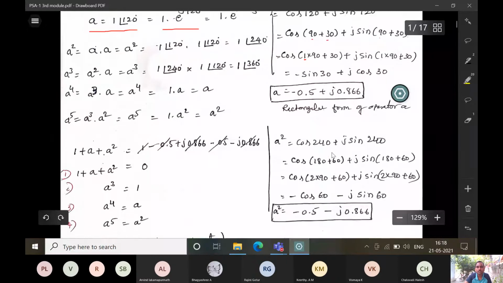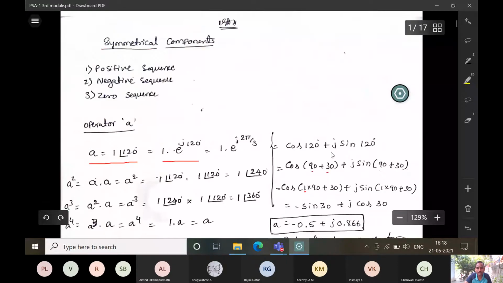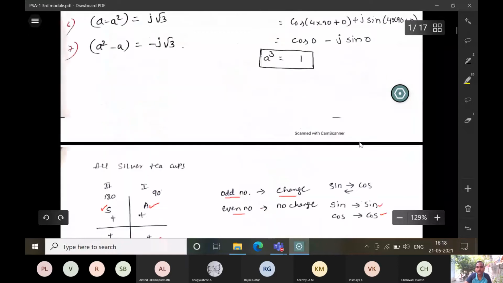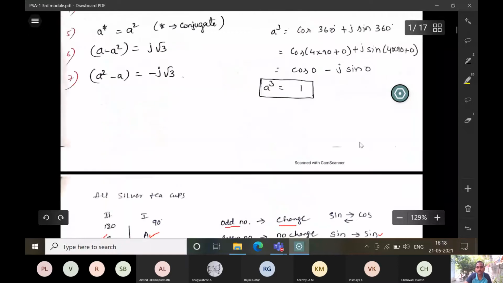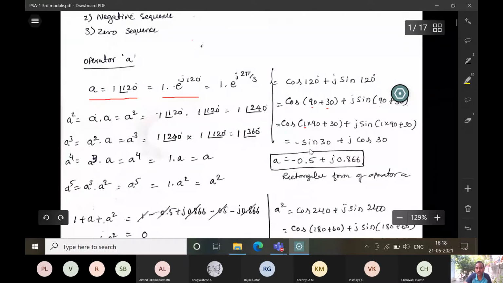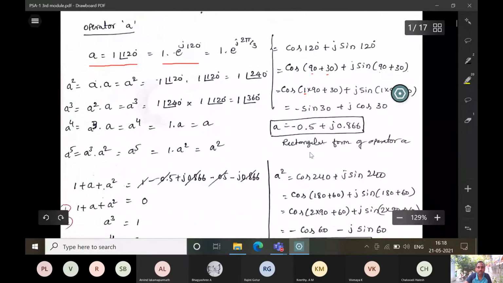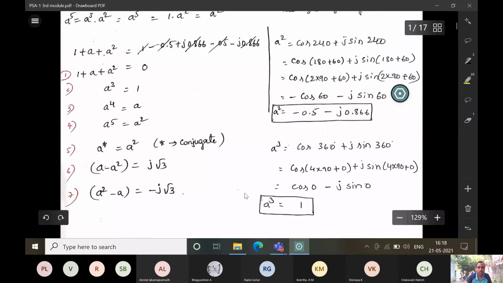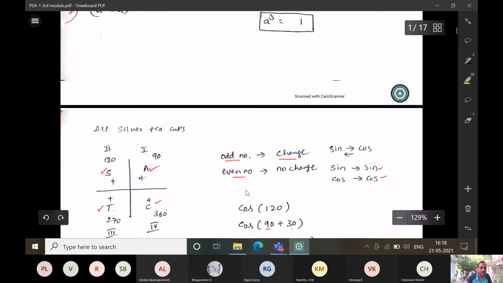Sorry, for an odd number, cos changes to sine. For an odd number, sine changes to cos, right? So what happens here? For an odd number, cos changes to sine. Okay, in this case, 90 degrees means, so which quadrant here? This is the first quadrant after 90 degrees.